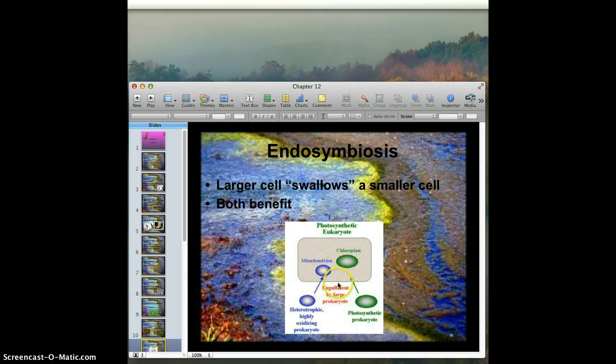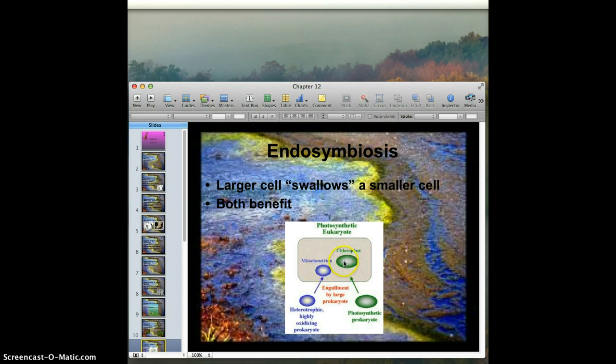The larger cell, what does it get out of it? Well, now it has these specialized little cells inside of it that are doing jobs for it. Making ATP, it's really, really good at breaking down sugar, and this guy's really, really good at making sugar. So they think that's how we started to get some organelles. Mitochondria, chloroplasts. Chloroplasts doing photosynthesis, making sugar. Mitochondria breaking down the sugar into ATP.